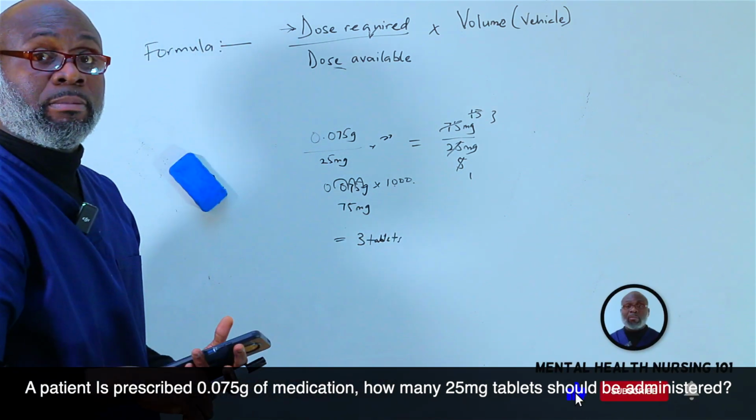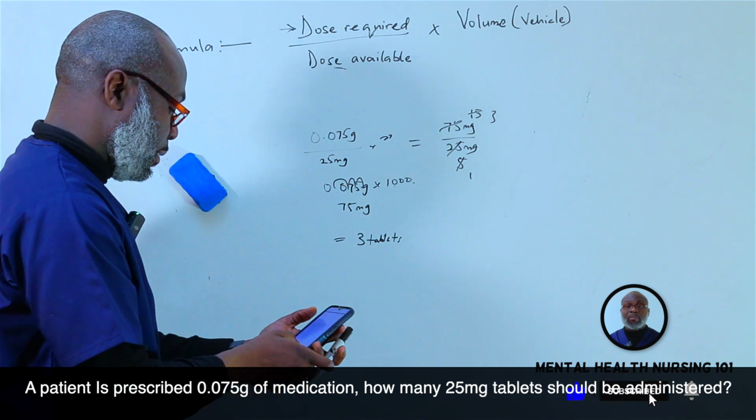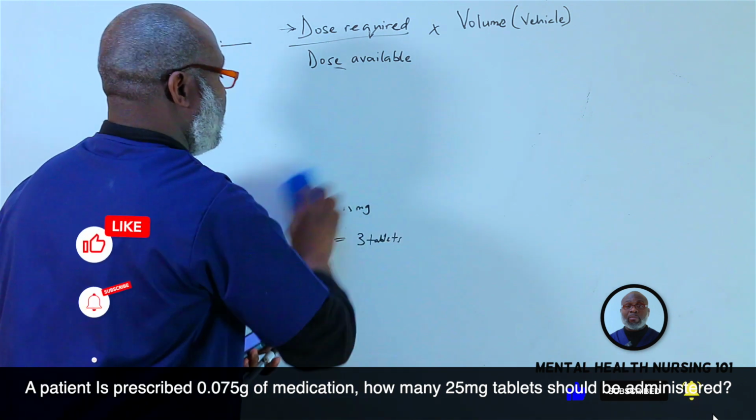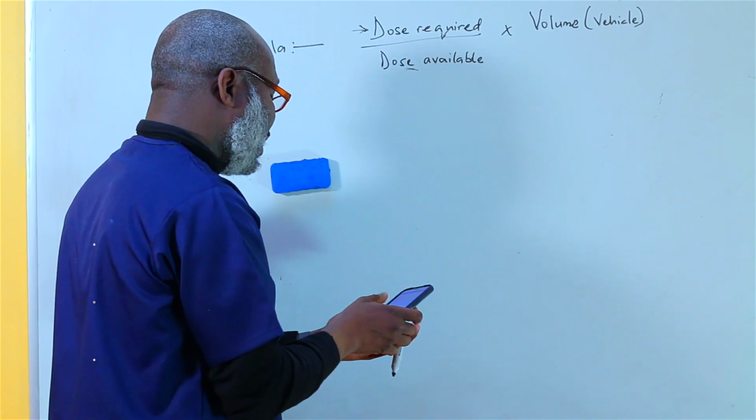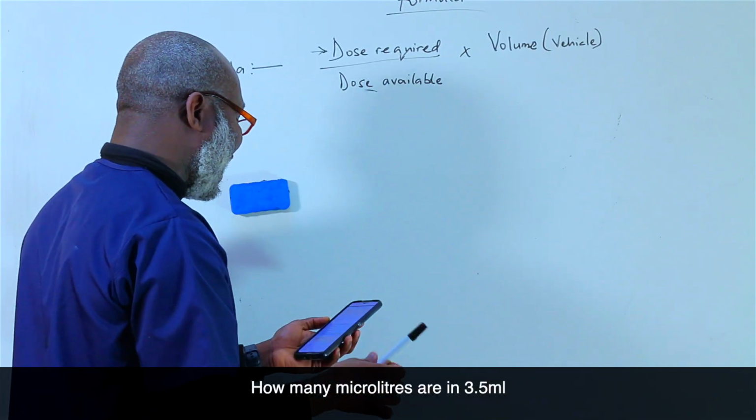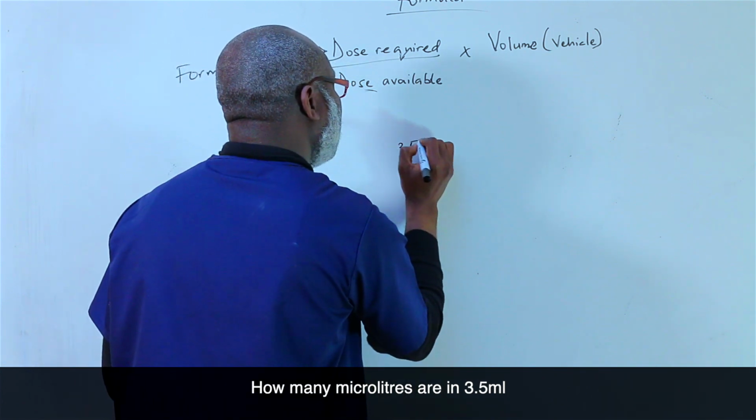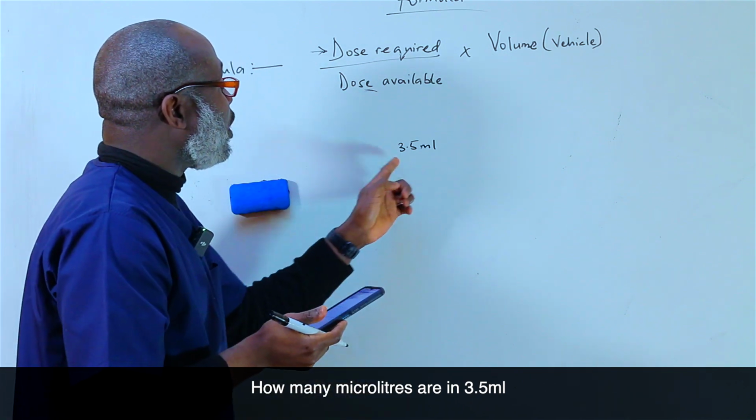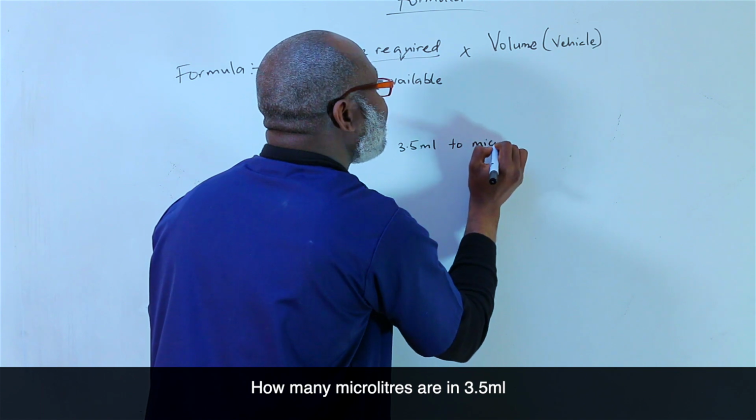You need 3 tablets. That is it. Let's go for the next one. The next one says, how many microliters are in 3.5 milliliters? They just want you to convert 3.5 milliliters to microliters.